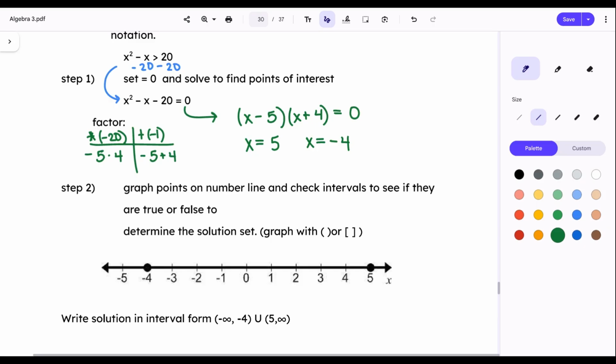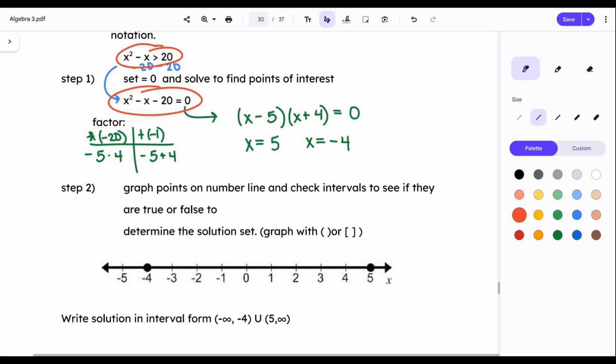Now we want to figure out, where do we shade in on our number line? What set of numbers are good solutions for this polynomial? To do that, you have to check numbers inside of what they call intervals to see which ones work and which ones don't. So you want to pick a number that's smaller than negative 4, bigger than 5, and a number in between them, to see if it works for your equation. Remember, we're going back to this equation, either here or you can use this one. It doesn't matter which one you use when you're testing.